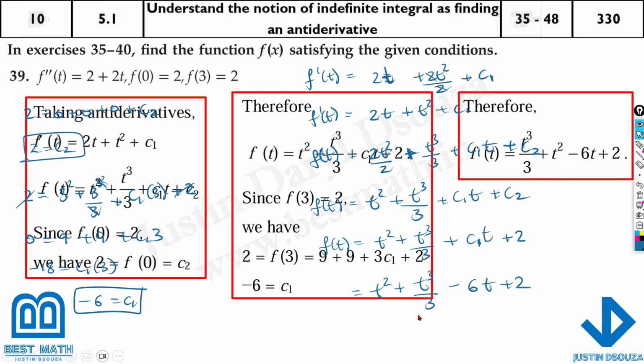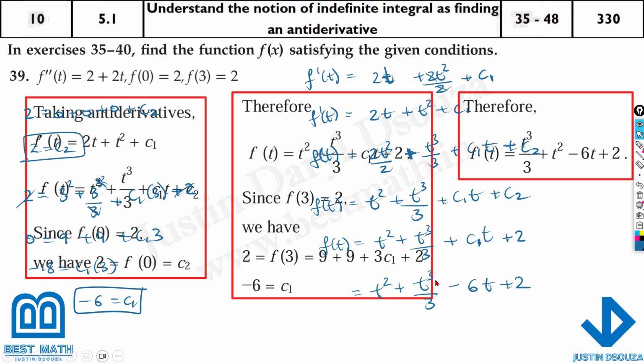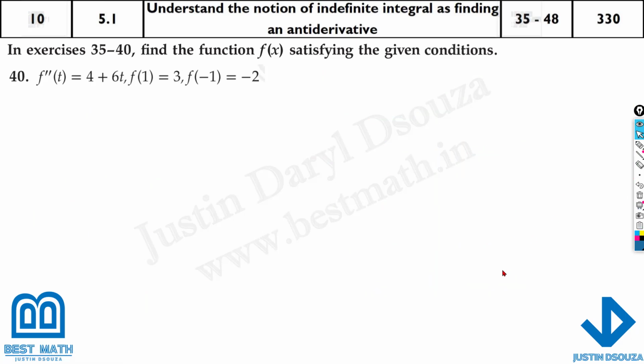The final answer you can see. Now they have written t to the power 3 first. That's absolutely fine. You can write this is also correct, this is also correct. And that's it. That's the answer. So similarly, please do try the other problems.